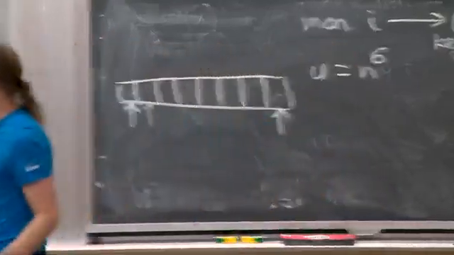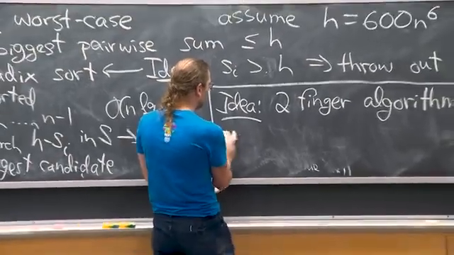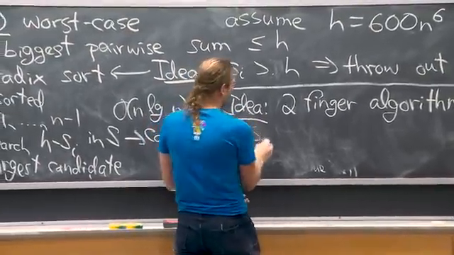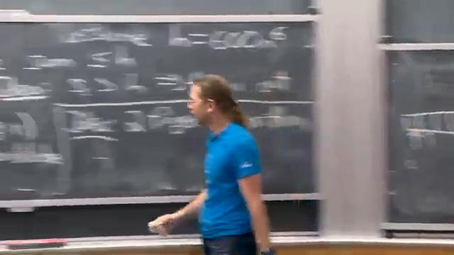So here's the idea. So I'm going to call this finger i, this finger j. So we want to sum two things.